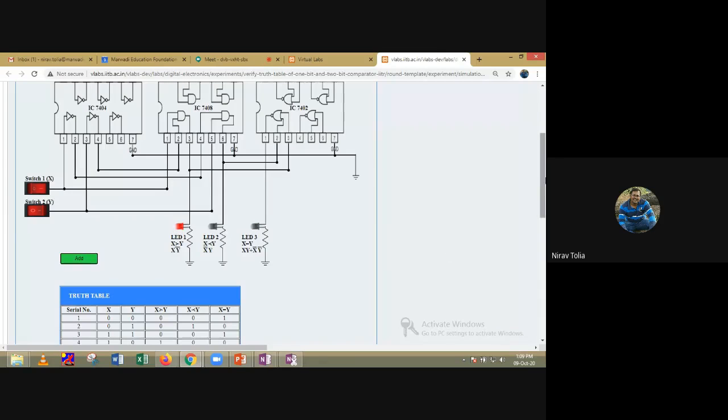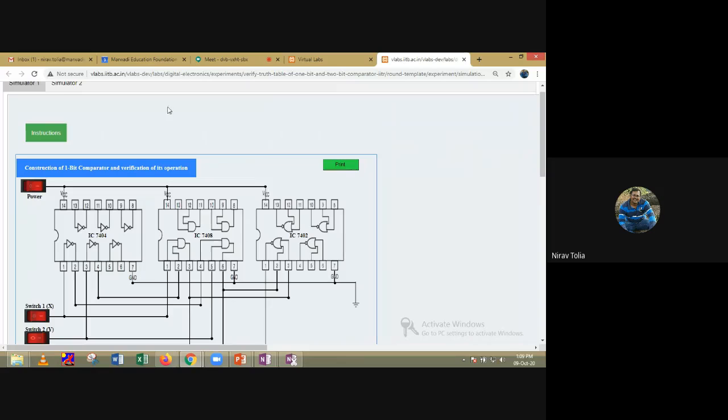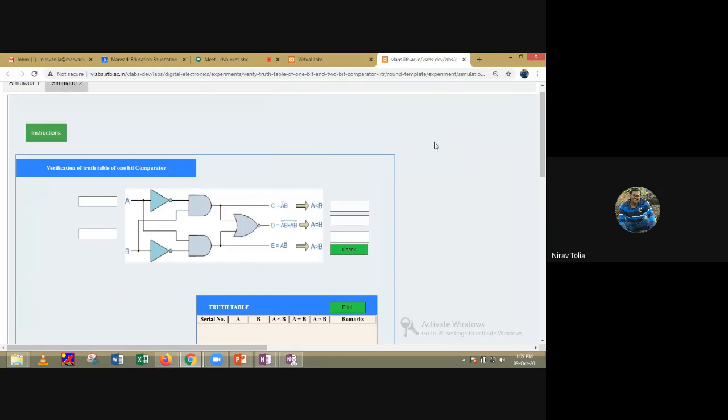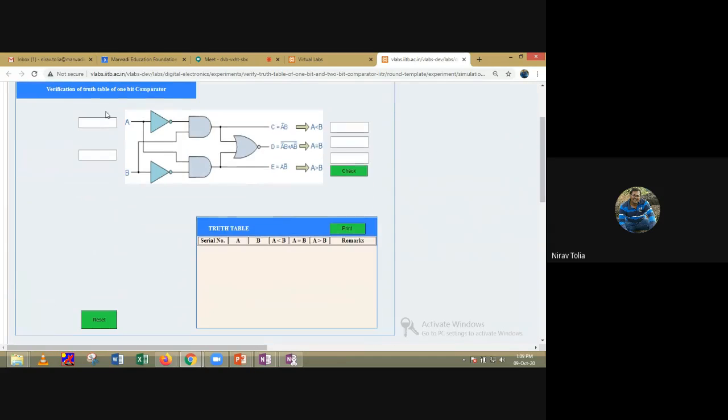So it is really easy for simulator 1. Now click on simulator 2. We have a different simulator. Let a is 0, b is also 0. So a less than b is 0, a equal to b is 1, a greater than b is 0. Add to the table. If it is correct, it will show that it is correct. Then a is 0, b is 1. What that means? a is less than b. So a less than b is 1, all others are 0. Click on check. Now again it is correct.